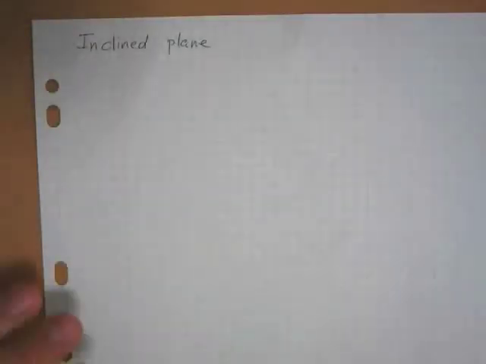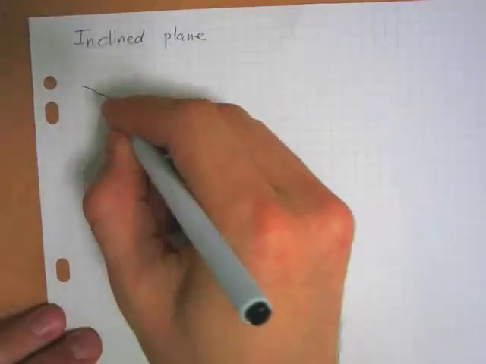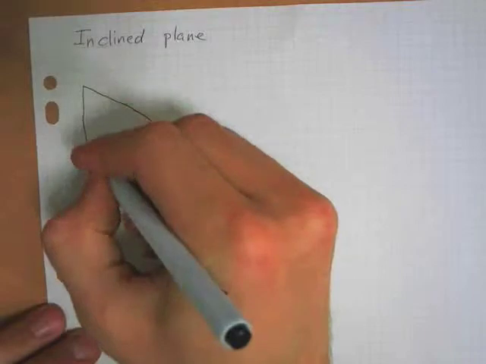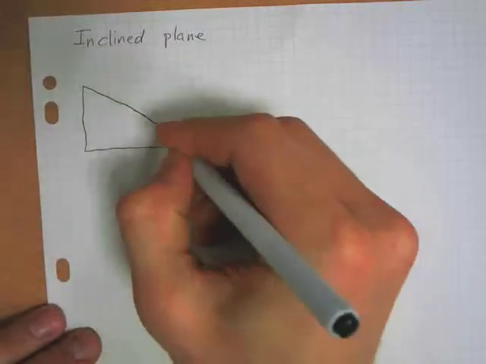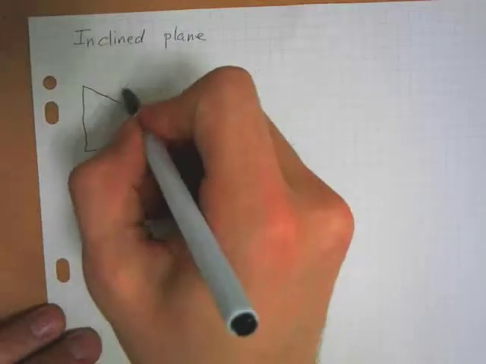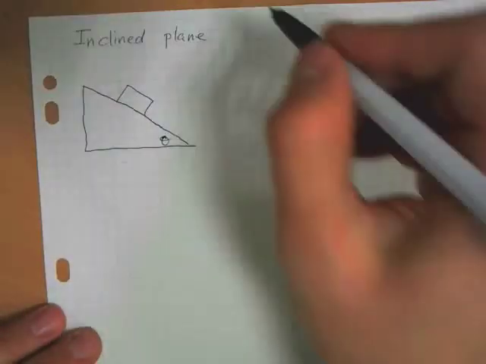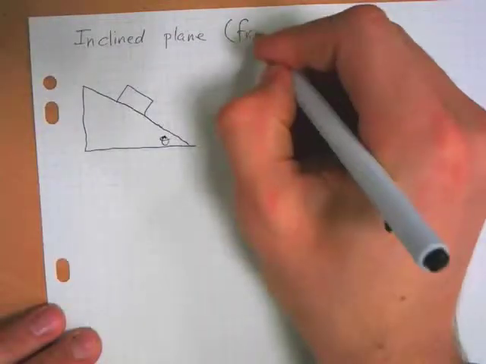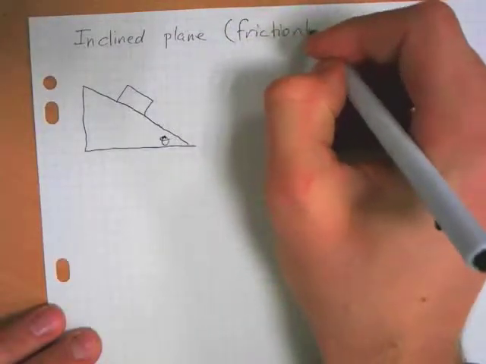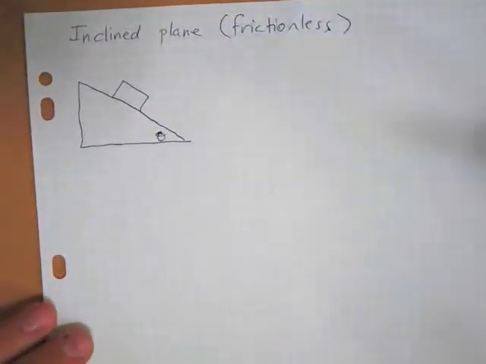A common problem that we solve in physics is the inclined plane, where you have an incline, and so it's inclined at some angle, and then you have an object that is sliding down this inclined plane. For now, since we haven't really talked about friction yet, we're going to assume that our surface is frictionless. We will deal with the inclined plane that has friction before too long.